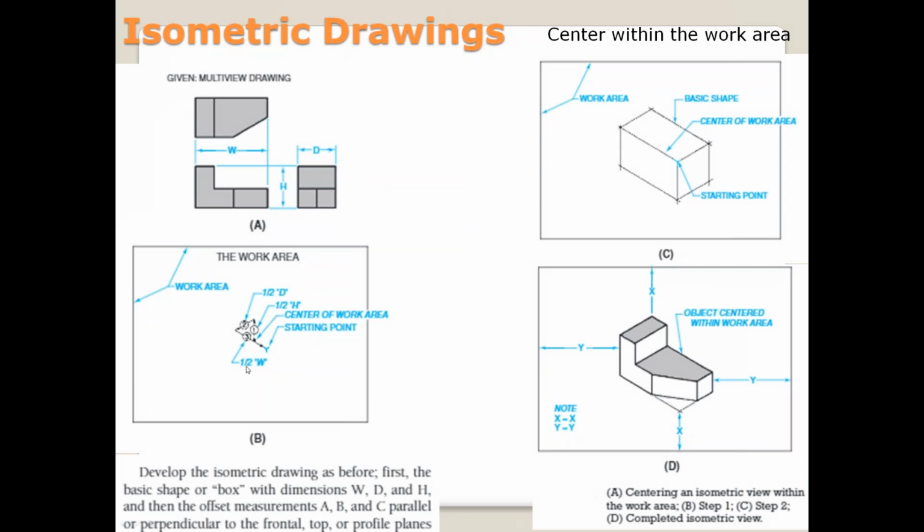Once the starting point is established, now you can begin to draw the basic shape of the object. You draw the basic shape from the starting point, and this is your center of the work area. You start with the width, the height, and the depth of the basic shape, and then you transfer all these distances to create all these points. Then you just connect all these points, erase the basic shape lines, and that completes the isometric view. Good.